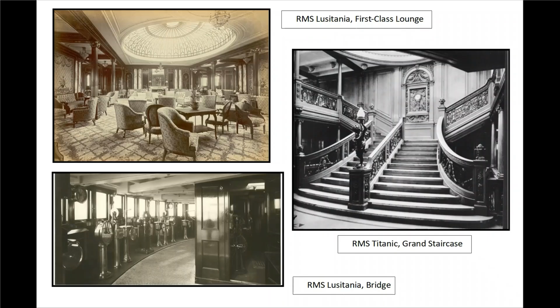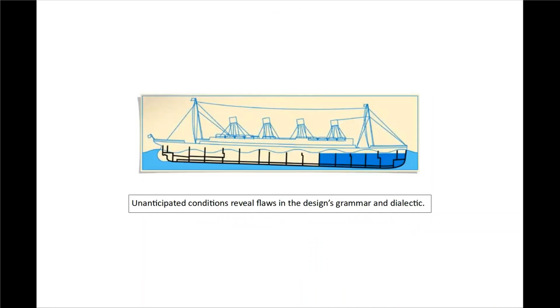Now, the ocean liners of the early 20th century were rhetorically beautiful embodiments of Edwardian luxury, and none more so than RMS Titanic. But we all know the story. Its underlying grammar and dialectic were flawed. An undersized rudder, brittle iron rivets, inadequate bulkhead design, all of these led to maritime infamy.